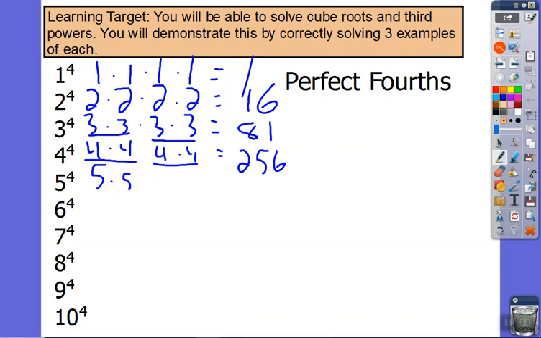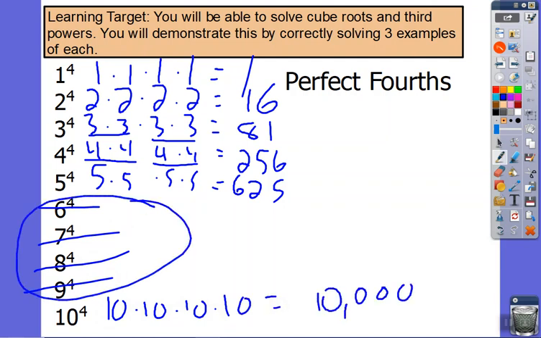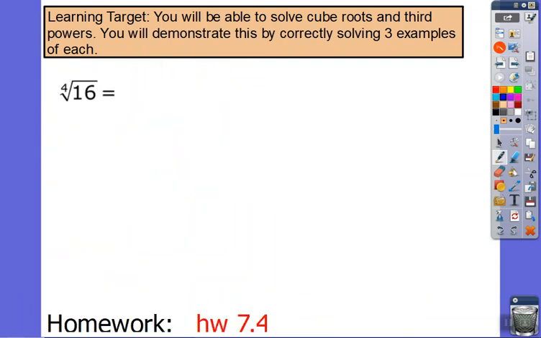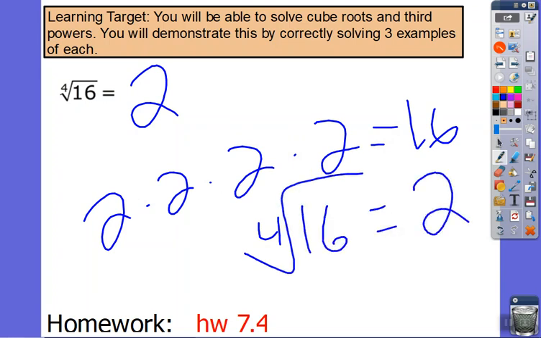This is 5 times 5 times 5 times 5. I'm going to skip these ones and go down to 10. 4 tens makes 10,000. Again, these middle ones do not come up. I've never seen these ones come up. And if they do, you'd have a calculator that you could give it a try. So here is our 4th root of 16. So that's saying what 4 times made 16? That is 2's, because 2 times 2 times 2 times 2 is 16. So what 4 times made 16 was 2.